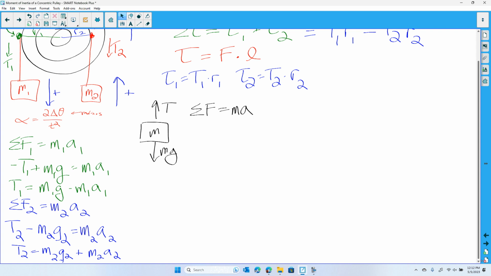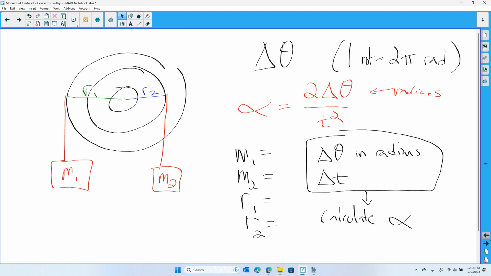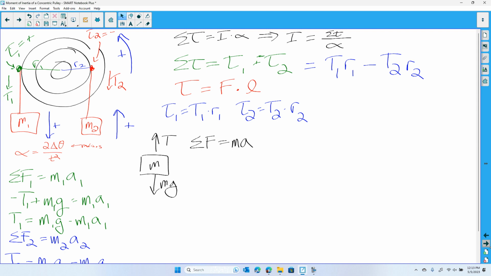Okay, so the problem is that we still don't know the accelerations of these two masses. You could have found them because we know how to do that. If you measure their displacement and you measure the amount of time they take to move and apply kinematics, it's going to be 2 times the displacement divided by time squared. But I didn't ask you to measure that on Wednesday. I said, measure the angular acceleration of the concentric pulley and then just get the masses and their distance from the center of rotation.